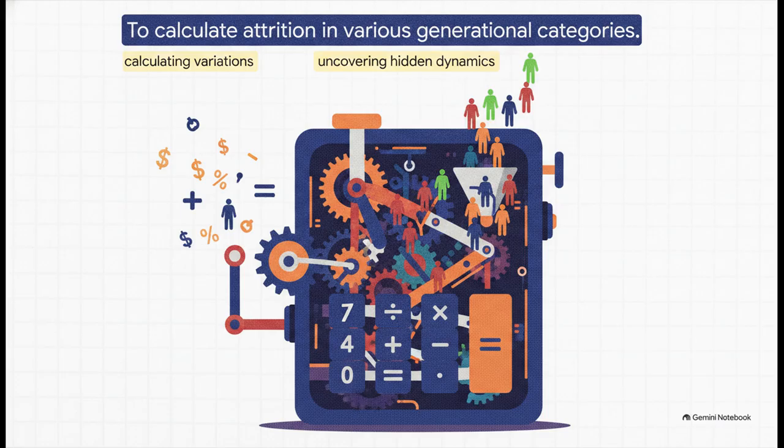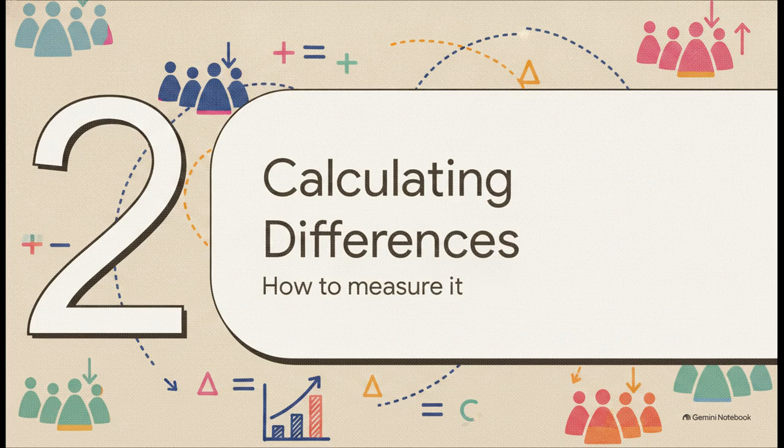The source also explicitly spells out the purpose here. It is to calculate employee attrition in various generational categories. So the goal isn't just passive observation. We're actively calculating these variations to uncover those hidden organizational dynamics. Think about it. A single overall attrition rate completely masks what's really happening. You could literally be bleeding your young, fresh talent while retaining all your older staff, and a flat number would never tell you that.